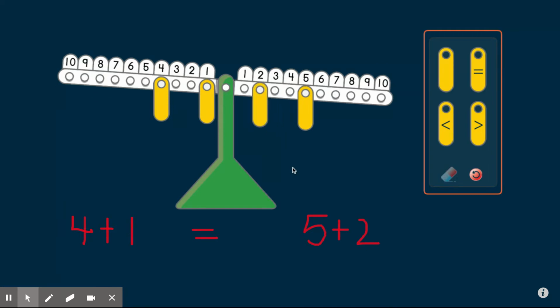Now, is my balance scale equal or even? That's right, it is not equal. It is not even. So I cannot put an equal sign here in the middle because it's crooked, right? It's leaning to the right. And why is it leaning to the right? Because 5 plus 2 is 7 and 4 plus 1 is 5. 7 is greater, or we could say heavier, so to speak, than 5. And so it's leaning to the right. So I know that this number sentence or this equation is not true. It's actually false. So if I was on my workbook page, I would write that this is false.